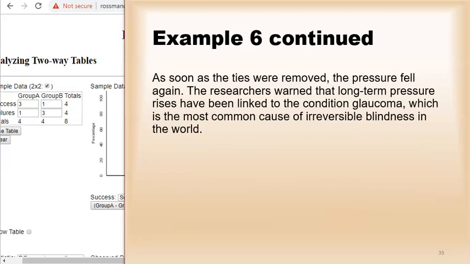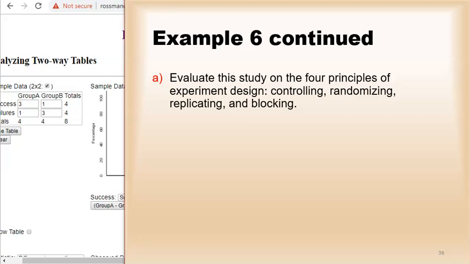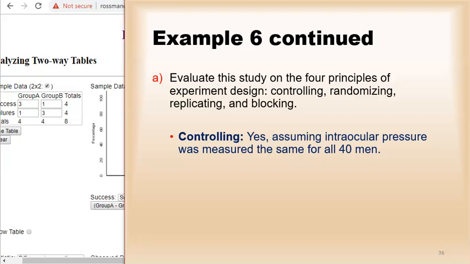So as soon as the ties were removed, the pressure fell again. The researchers warned that long-term pressure rises have been linked to the condition glaucoma, which is the most common cause of irreversible blindness in the world. Okay, so let's first evaluate the study on the 4 principles of experiment design: controlling, randomizing, replicating, and blocking. In terms of controlling, yes, we can assume that, assuming that the intraocular pressure was measured the same for all 40 men.